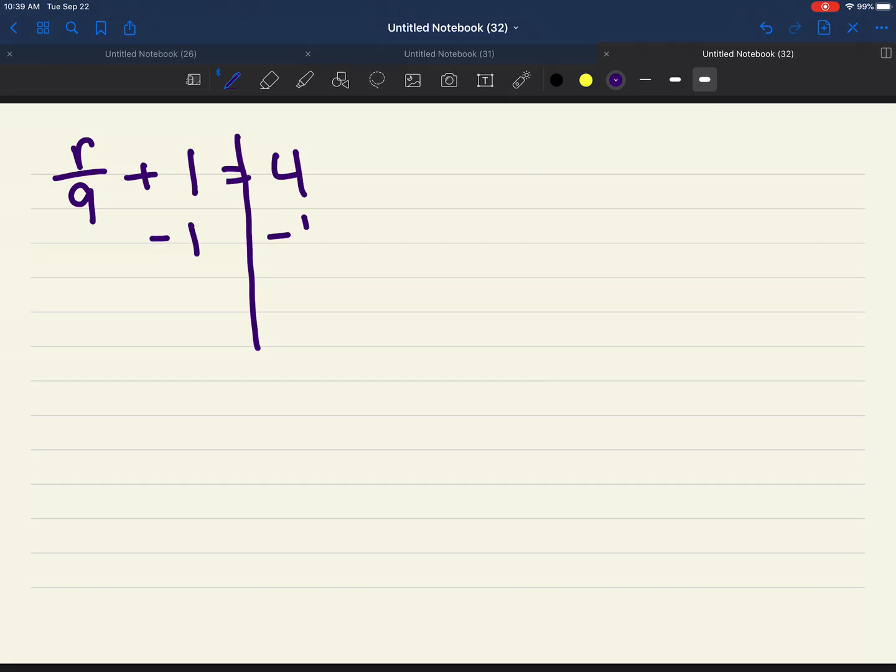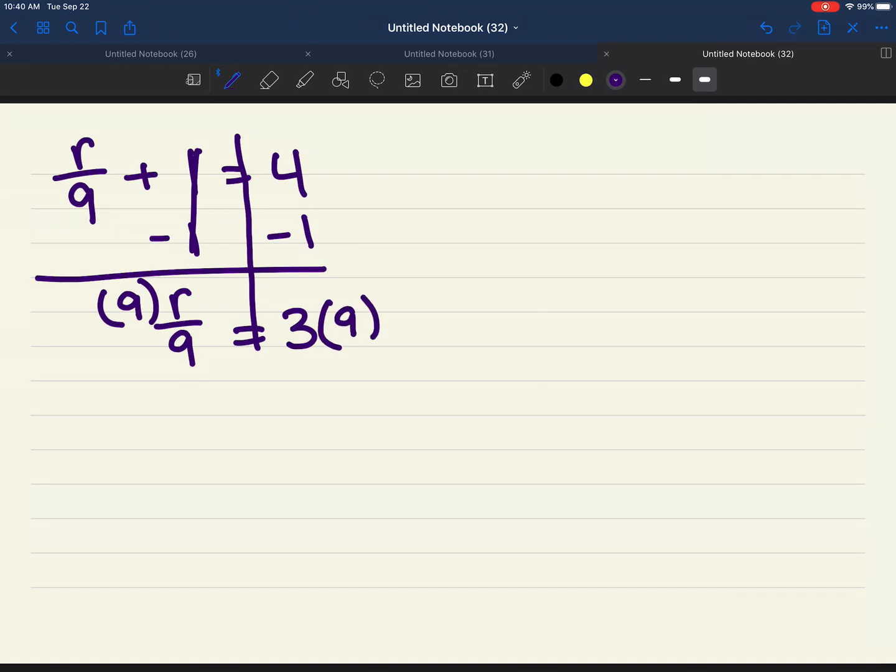Good, because we just talked about you're going to move what's not right with the variable first. Is 1 minus 1 0? Yep. So that cancels. You're left with r over 9 equal to what? 3. Okay, and then what would be your last step, Landry, to get r by itself? Times 9. Okay, does 9 divided by 9 give you 1? So you would have r equal to what? 3 times 9. 27.